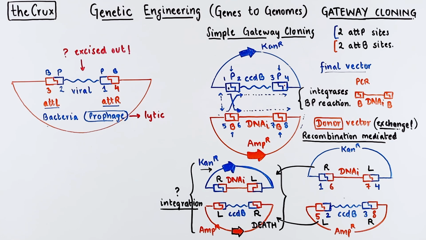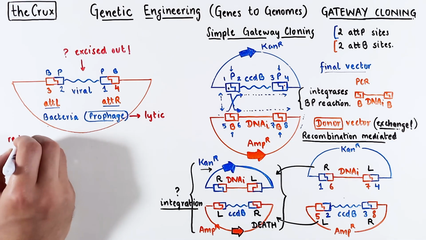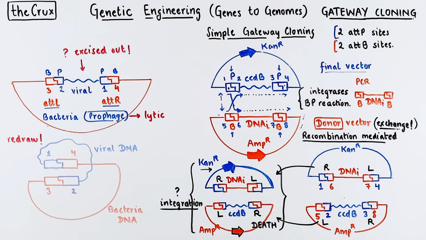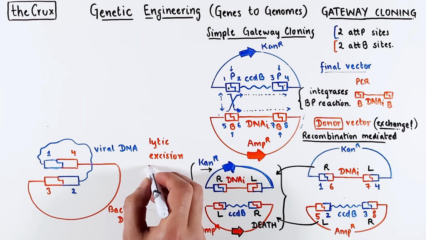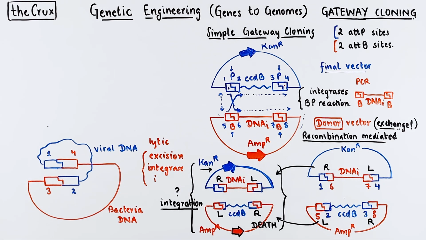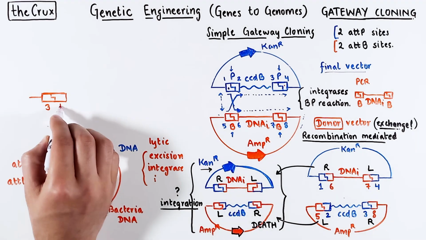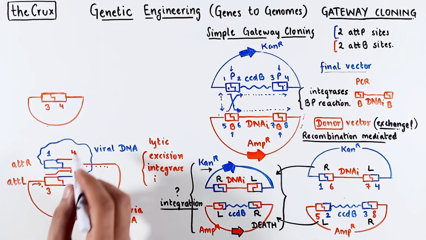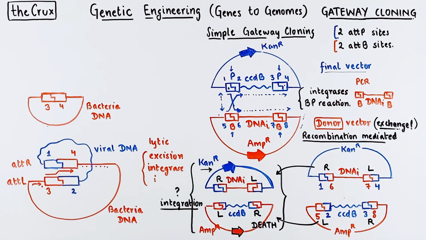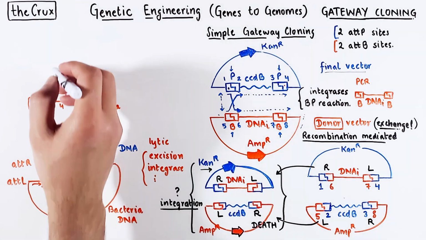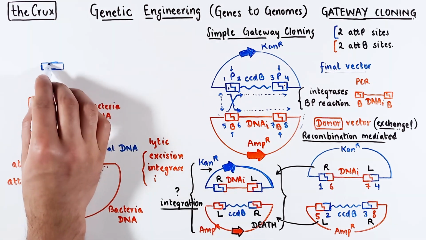How does that happen? To understand that, we have to redraw the configuration of this genome in the following way. During lytic phase, some excision integrases and other enzymes are expressed. These enzymes can recombine attR and attL. Looking at site 3, it will recombine with 4, and this gives you the bacterial DNA. Likewise, number 1 recombines with number 2, which releases the viral DNA.